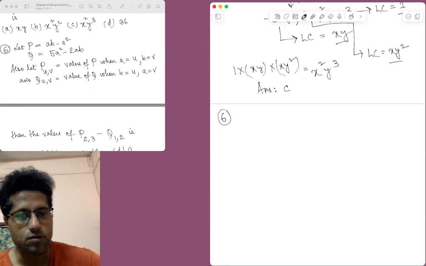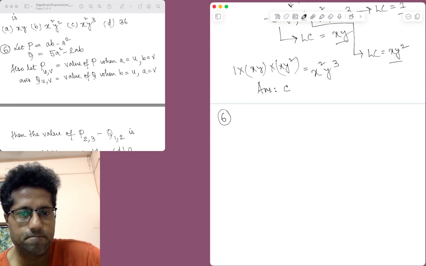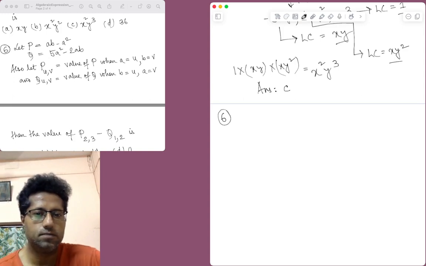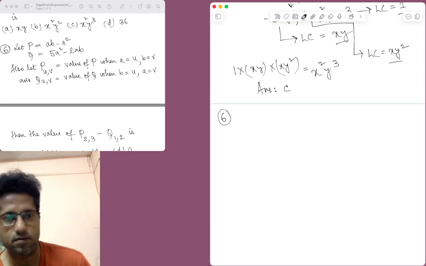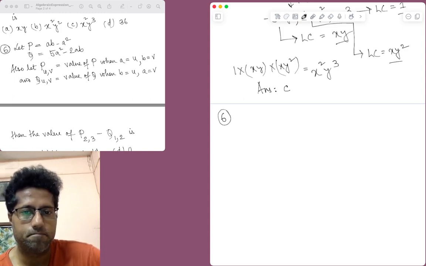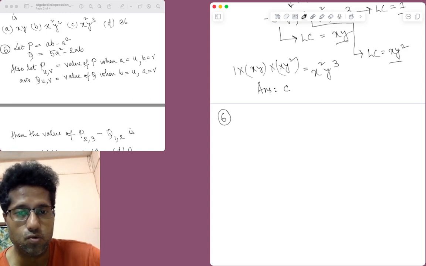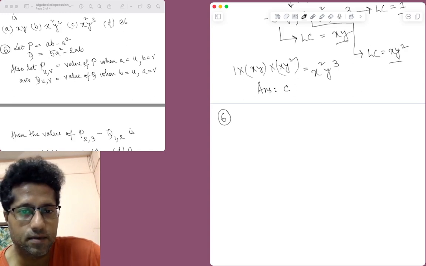It is also saying that p(u, v) equals the value of p when a equals u and b equals v. So it's a kind of substitution problem. It is saying that p(u, v) is the notation for the value of p when we substitute the value u for a, and the value v for b. That value is denoted as p(u, v).